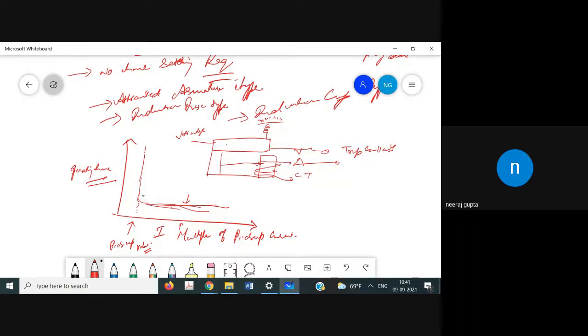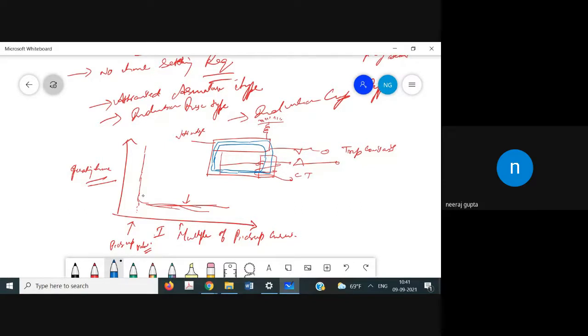Because of this current, flux is produced. This current is coming from the CT secondary and is connected to this contact. This is the movement, this hinge is there, attracted to that. This is actually the armature of the relay, and it gets attracted towards the coil.